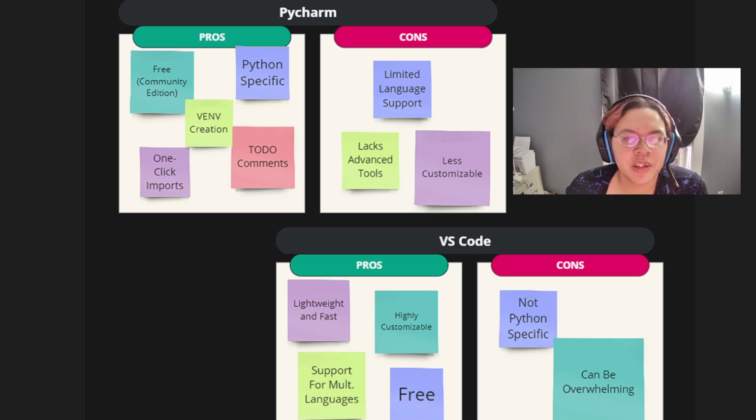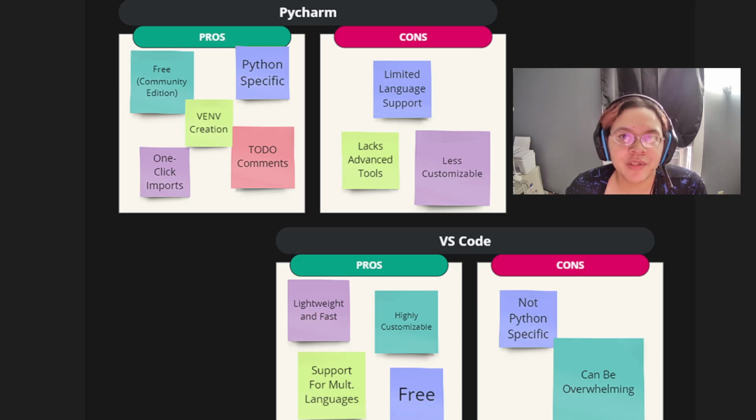So moving on to VS Code. Number one, it's lightweight. It's a lot faster than PyCharm. It is highly customizable. You can really create the perfect workspace for you with all the extensions and the themes available. There's something for everyone. VS Code isn't just for Python. It supports a multitude of languages out of the box, so it makes it a versatile choice if you want to work with different technologies. And it is also free.